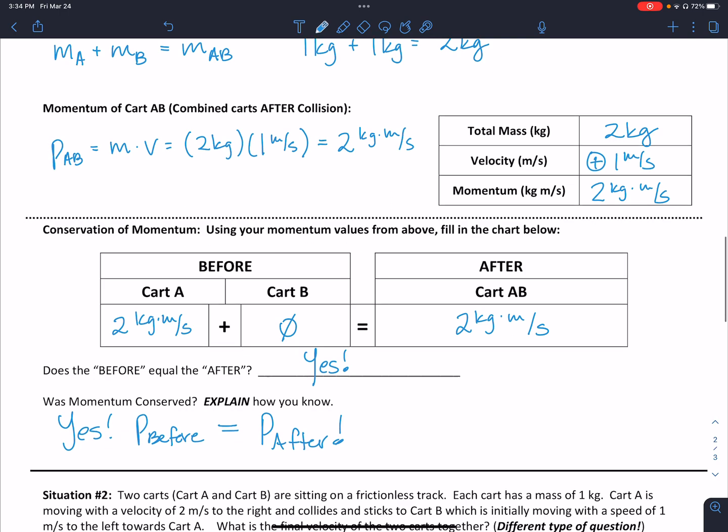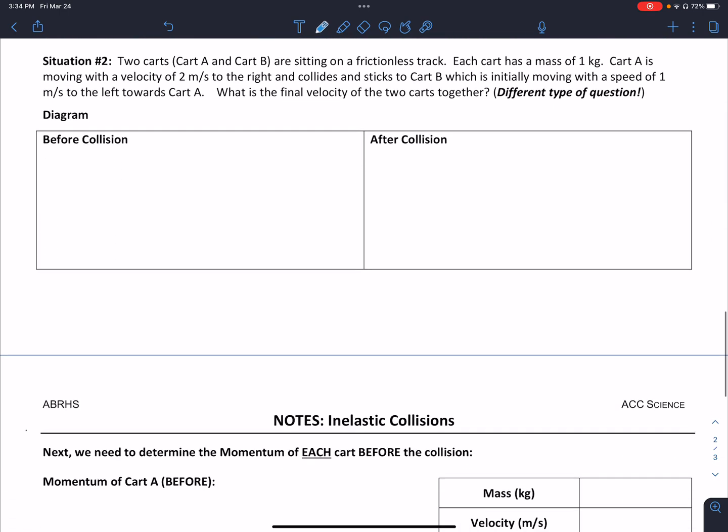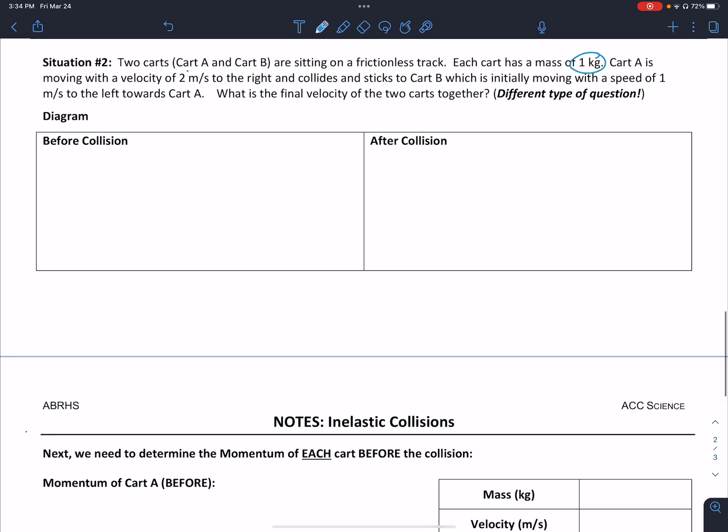Now we're going to try something a little bit different. Situation 2 is a different type of question. We're still going to have our two carts, A and B, sitting on our frictionless track. They still each have a mass of 1 kilogram. Cart A is moving with a velocity of 2 meters per second to the right and collides and sticks to cart B, there's that word sticks, which is initially moving with a speed of 1 meter per second to the left towards cart A. What is the final velocity of the two carts together? So this is going to be a little bit different.